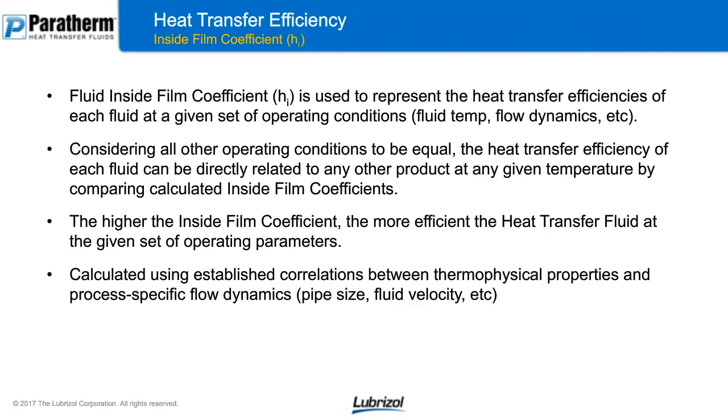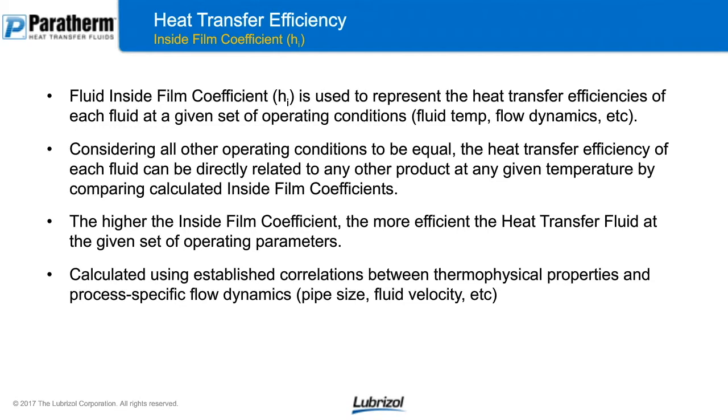If you're planning to operate your system at 500 degrees Fahrenheit, or a range between 500 and 550, you're going to want to calculate what your heat transfer efficiencies are across that range of temperatures. So you want to make sure that the fluid you're using, and comparing other products to, is actually relevant to the properties you're going to be operating your system at. This figure is calculated using well-established correlations between the thermophysical properties and the process-specific flow dynamics, taking into account your pipe size, your fluid velocity, etc.